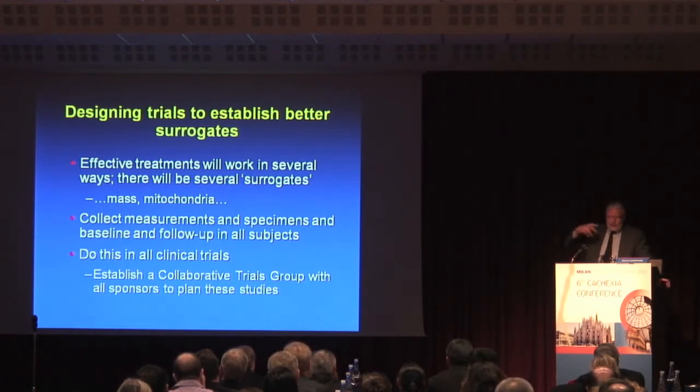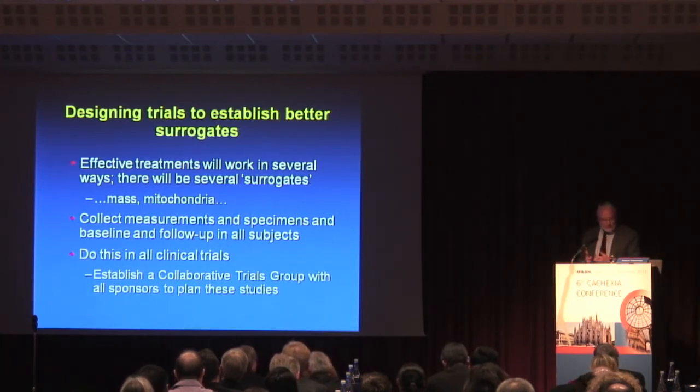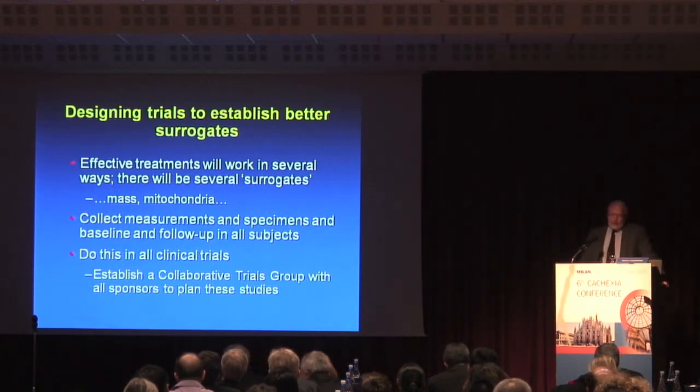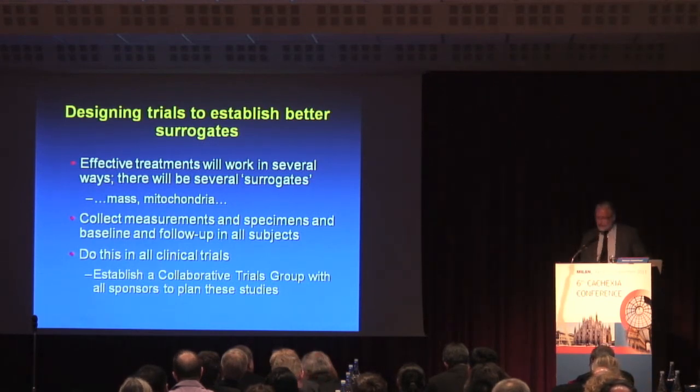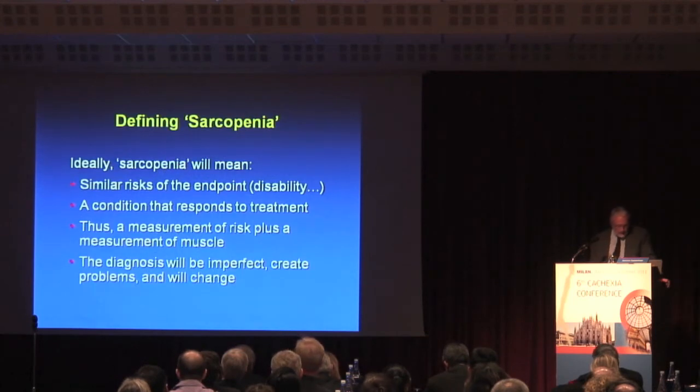And so the surrogate marker is likely to be a combination measure. And in order to define a good surrogate, both for drug development and eventually as endpoints of trials, I think it's important to collect the measurements of the specimens at baseline and in follow-up in all subjects participating in trials. In order to do this, ideally it would be done across sponsors through something like a collaborative trials group that would help to ensure that we are getting the best bang for our buck in creating surrogate markers for trials.